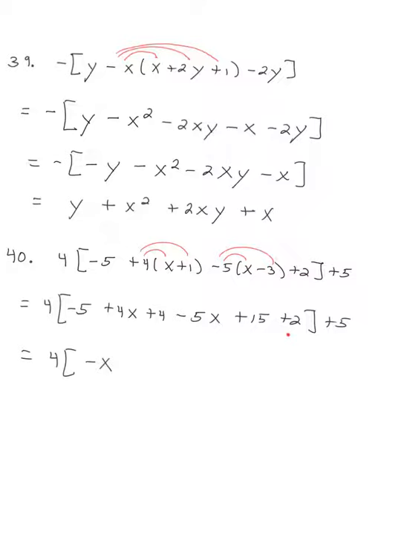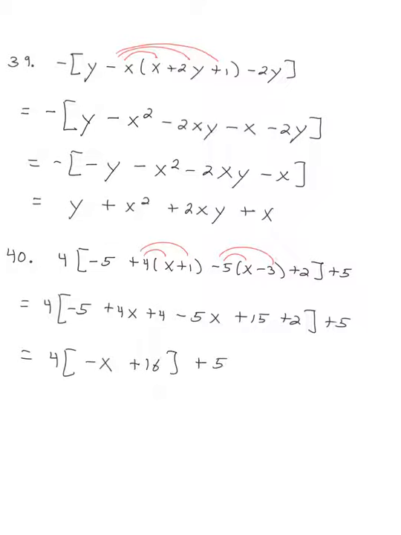And if we add 2 to that, I think I missed one. Let's see, that's negative 5. Maybe I'll get my calculator out here. Negative 5 plus 4, I missed the plus 15 and then the plus 2. That is a total of 16.